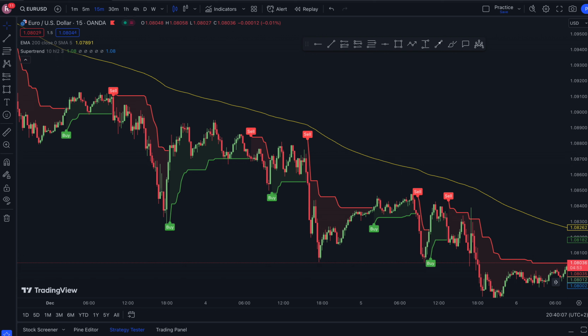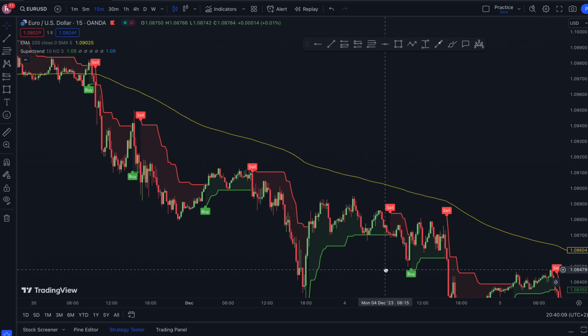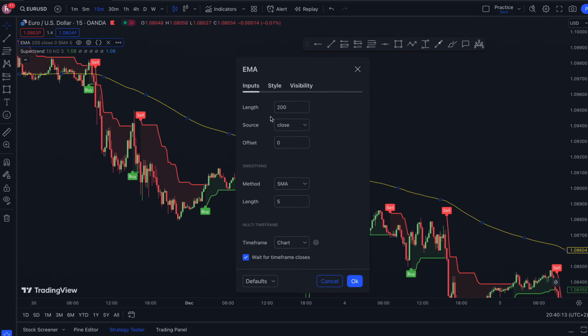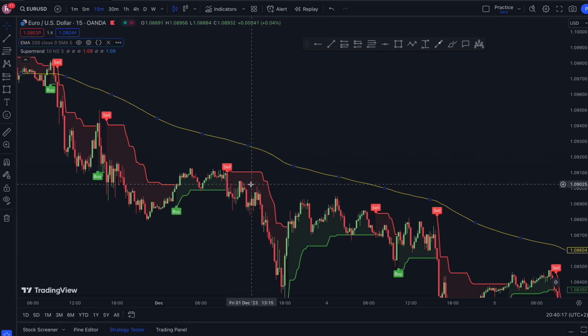Now it requires just two steps. Number one, you need to have your moving average, as you can see, your 200 exponential moving average. That's the first thing you need to have, and you need to have your super trend. Now, once you have these two things in check, it is very simple.